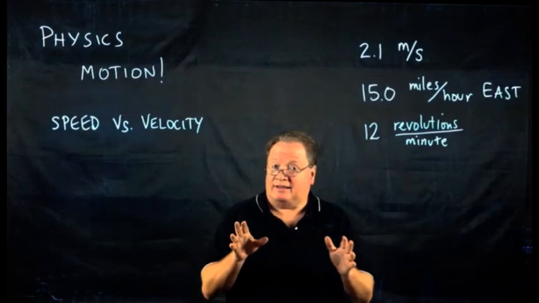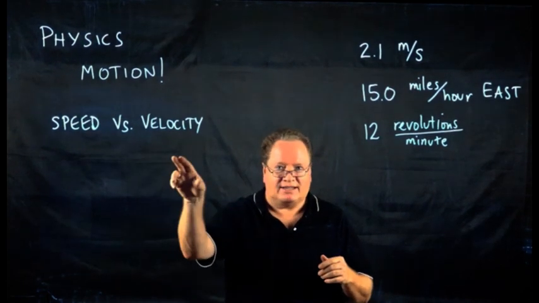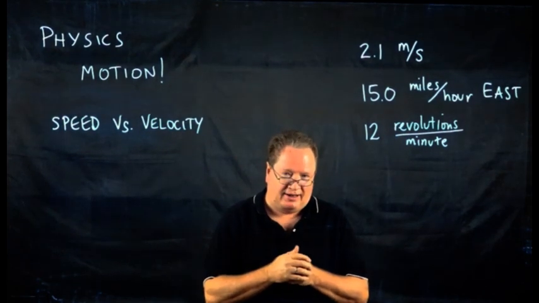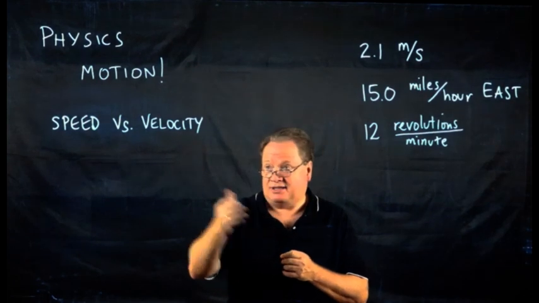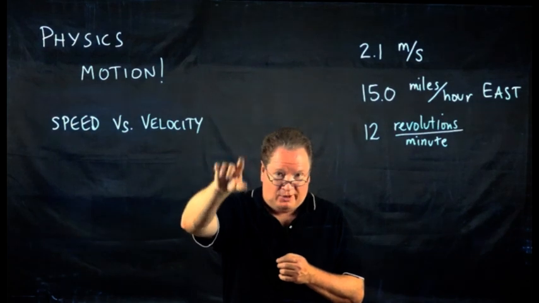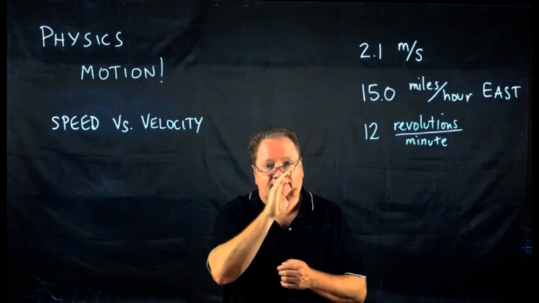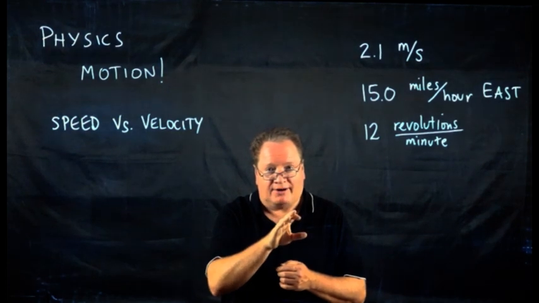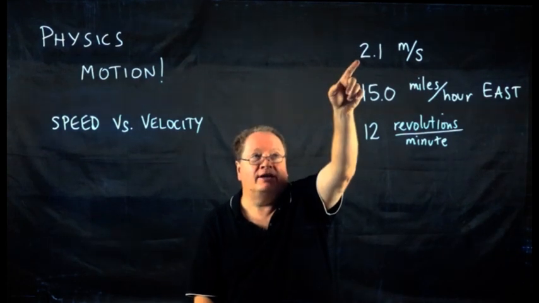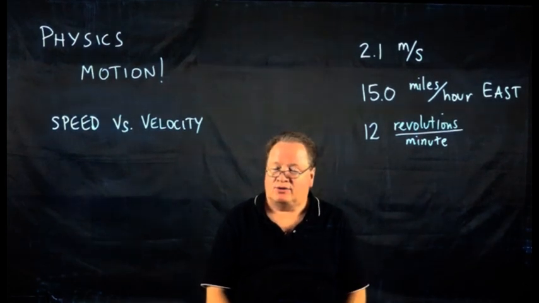Okay, so really quickly, let's talk about the difference between speed and velocity. I've got 3 numbers listed up here, and I want to ask you, are they a speed or a velocity? We'll work through them one at a time. I'm going to pause. I want you to think on your own: do I think this is a speed or a velocity? The first one is 2.1 meters per second. Would that be a speed or a velocity?